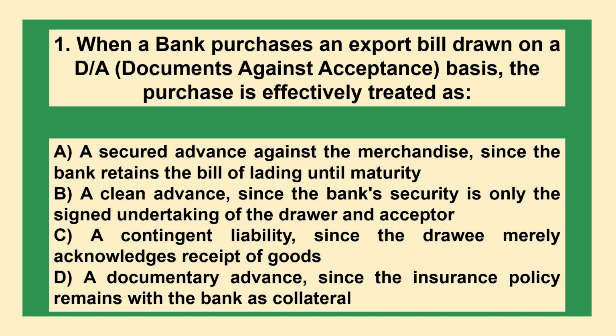When a bank purchases an export bill drawn on a D/A (documents against acceptance) basis, the purchase is effectively treated as option A, a secured advance against the merchandise, since the bank retains the bill of lading until maturity. B, a clean advance, since the bank security is the only signed undertaking of the drawer and acceptor. C, a contingent liability, since the drawer merely acknowledges receipt of goods. D, a documentary advance, since the insurance policy remains with the bank as collateral.